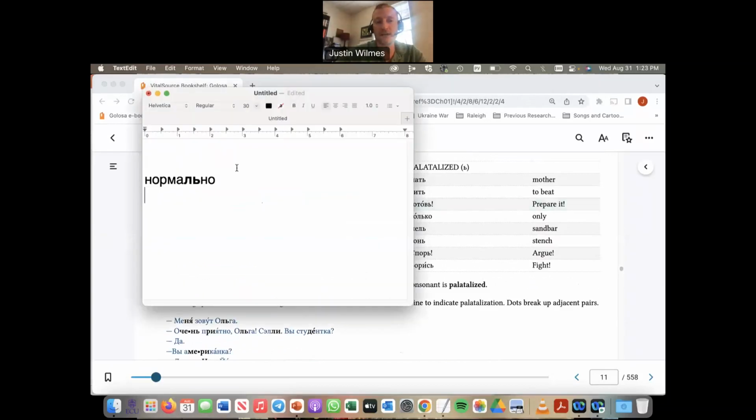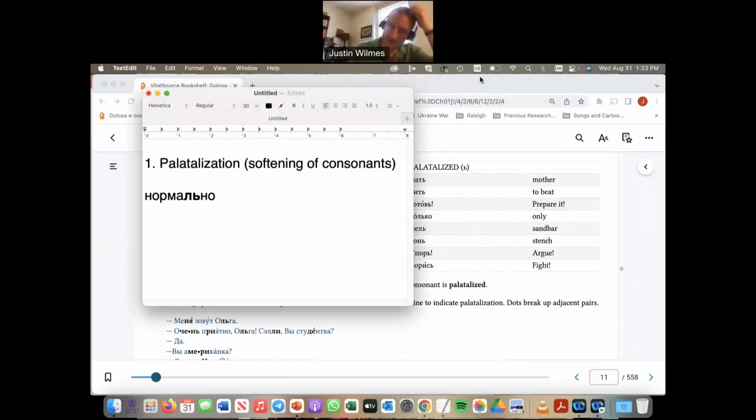So that is our first point. It's called palatalization, which is basically softening of consonants. And it doesn't happen all over the place. This isn't in every word. I couldn't give you an exact percentage, but 20% or 10% of the time you'll see words that have a soft sign in them, where you need to ideally try to soften the consonant that comes before it. Okay.